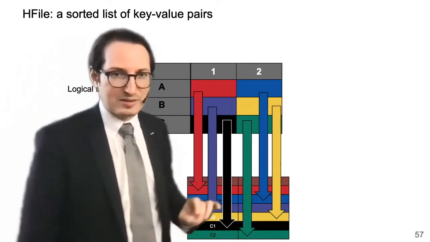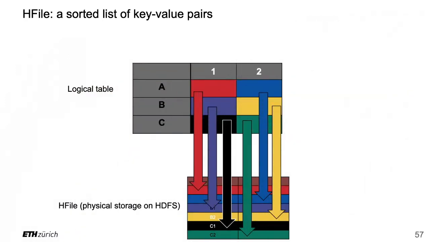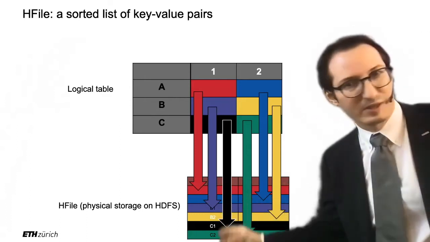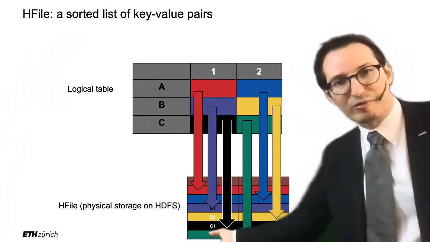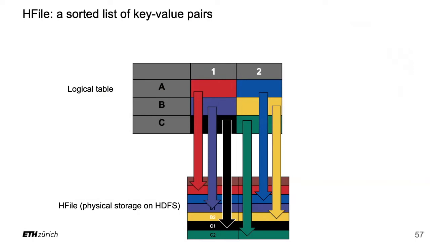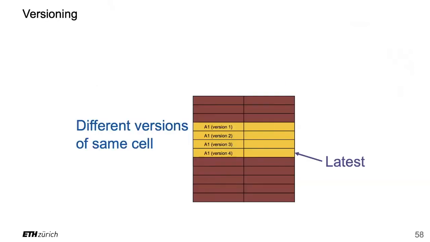Now you notice that these key values are sorted. Because if you look at the way that the keys are sorted, it's A1, A2, B1, B2, C1, C2. So there is an order, and this is all alphabetically sorted. So in an H file, you have a sorted list of key value pairs. They are all sorted by key, right? So this is what an H file looks like.